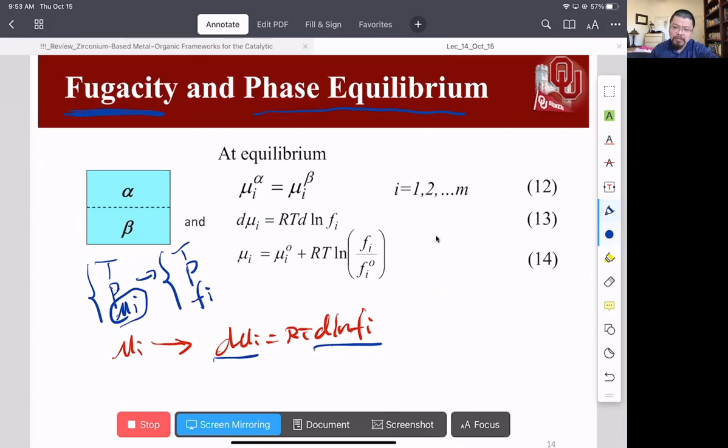I have a little bit of math to try to see what's going on. So we start with the chemical potential criteria at equilibrium. And we understand the chemical potential is a general equation, so this is for anything. If we use fugacity, if we use d log p_i, then it's only for the ideal gas. And now we run the integration. This is from the standard state.